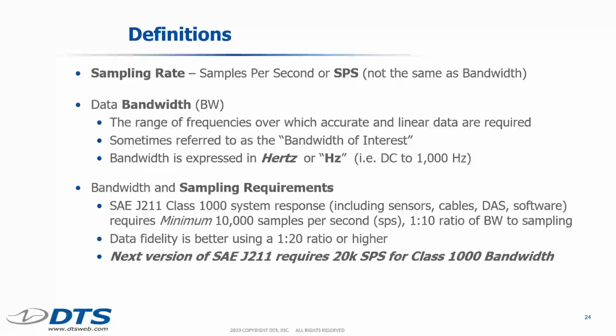Bandwidth and sampling requirements come from good engineering practice and documents like SAE J211 and ISO 6487. The current requirement in SAE J211 is that you sample a signal with a given bandwidth at 10 times that bandwidth. It's important to note that the next version of SAE J211 that's coming out later, I believe this year, requires 20,000 samples per second for class 1000 bandwidth.